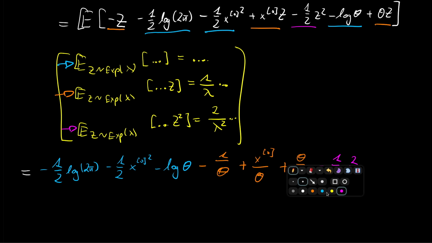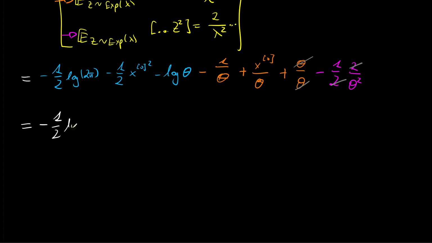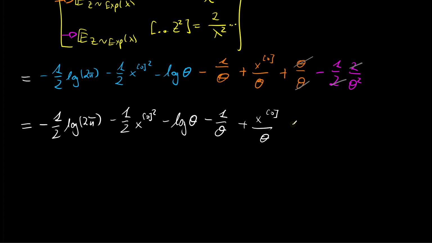And then let's simplify a little bit. Here the theta and theta cancel, the 2 and 2 cancel. And then we can write it down properly once again. So we have minus 1/2 logarithm of 2 pi minus 1/2 x0 squared minus logarithm of theta minus 1 over theta plus x0 over theta plus 1 minus 1 divided by theta squared.